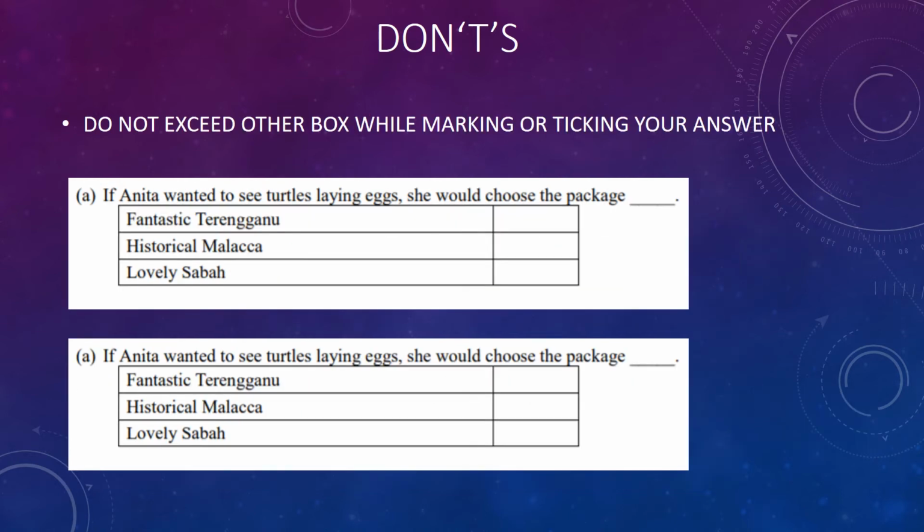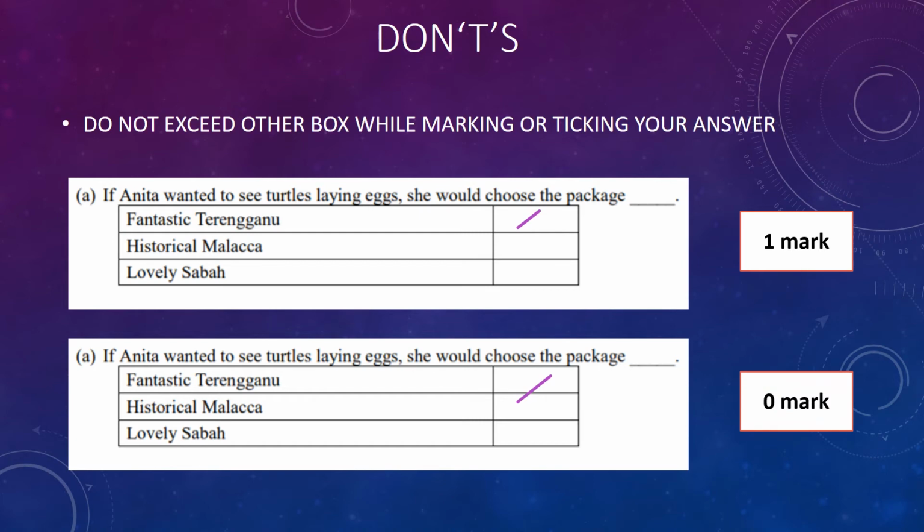Next one. The next "don't" is: do not exit other boxes while marking or ticking your answer. For an example, the first student marks or ticks the correct answer within the box given. So this student will be awarded 1 mark. But the next student puts a tick, but the tick exits other boxes, so he or she will be awarded 0 marks. So make sure when you tick or mark your answer, it is within the box.